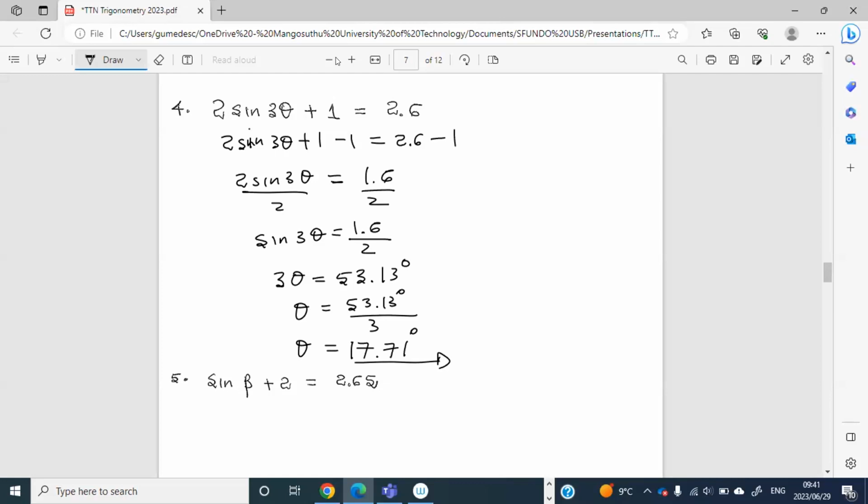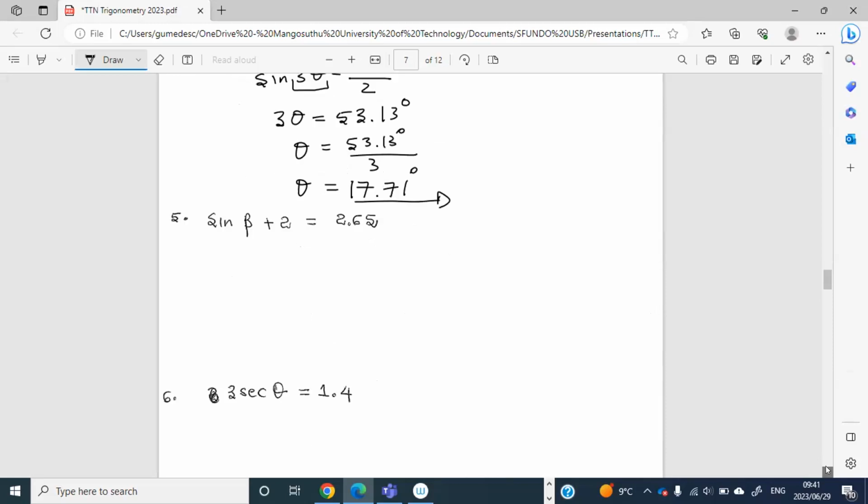And then you divide by 2 both sides. Divide by 2 both sides, you get 1,6 over 2. And then remember, this is sine. If this was just theta, we'll say theta is 53,13. But this is 3 theta. So we'll say this whole 3 theta is, we press shift, sine, and we put this. We get 3 theta equal to 53,13. And then we divide by 3 both sides. We get 17,71 degrees. Right.